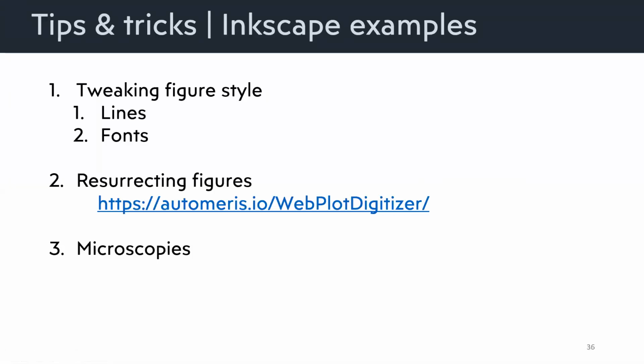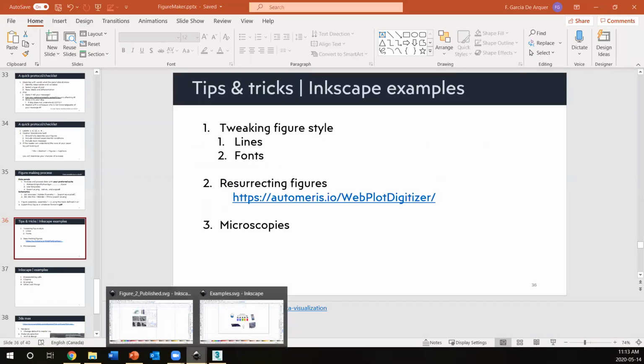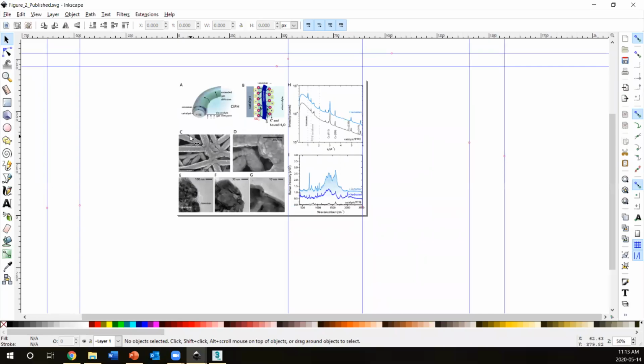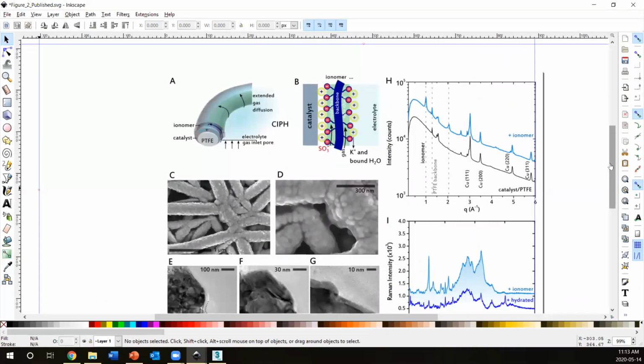So I'll just show you some examples now with Inkscape, which refer to the editing of some figures. Okay, so I just go to Inkscape. Some examples here. So this is a figure from a recent paper we published in March, I think. Can you see the screen now? Yes. Okay. So you have different panels here.